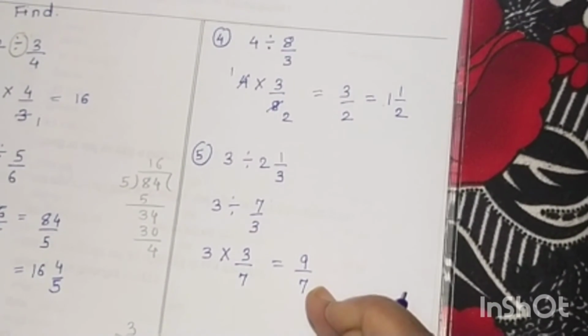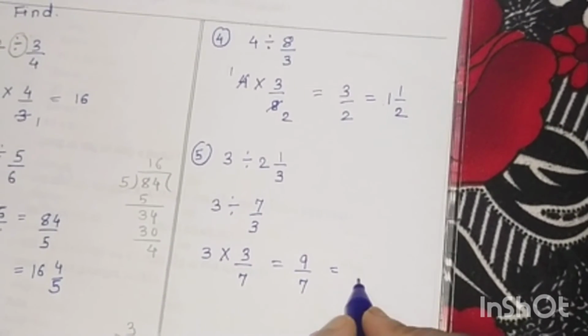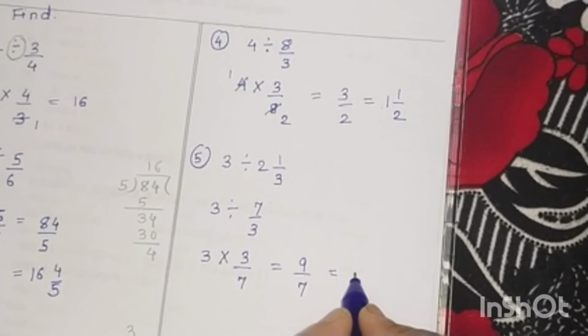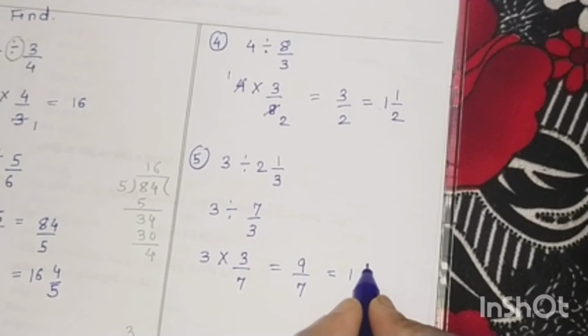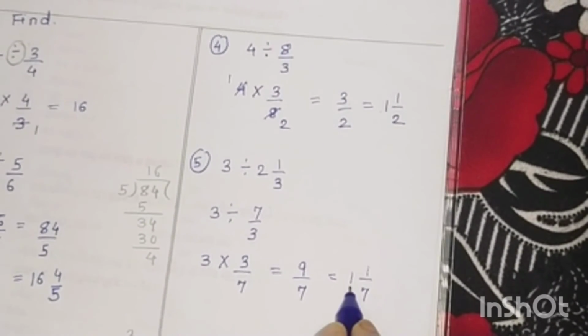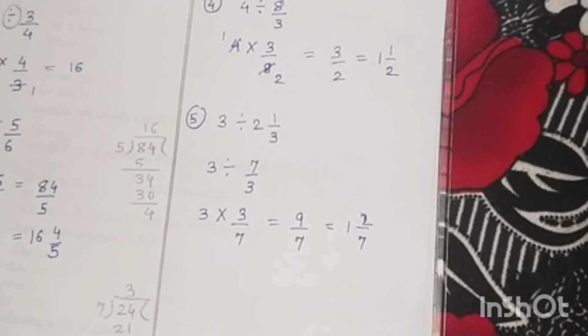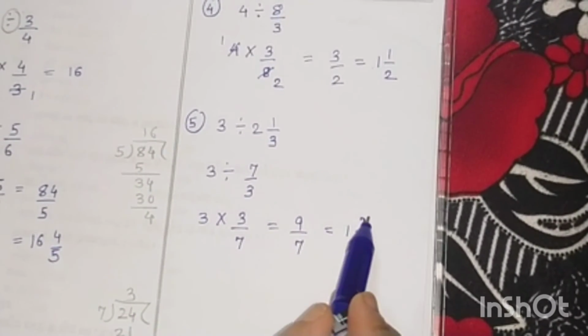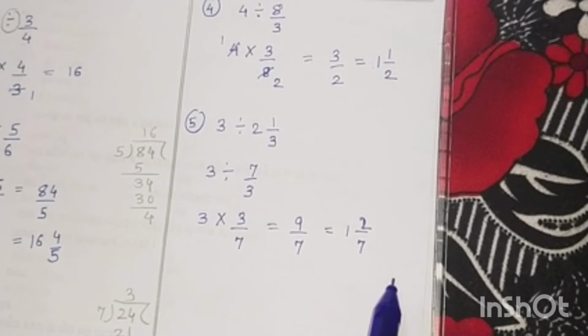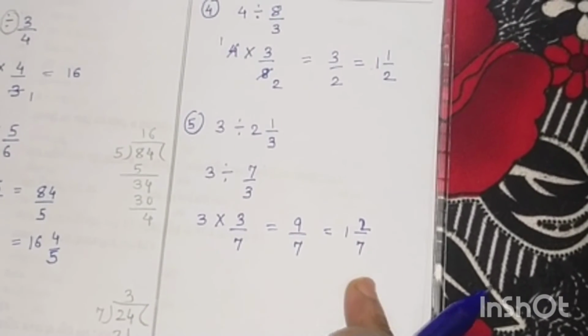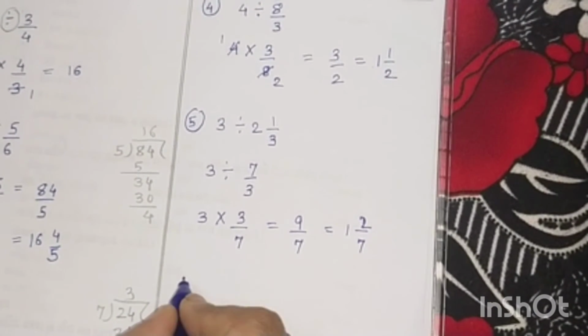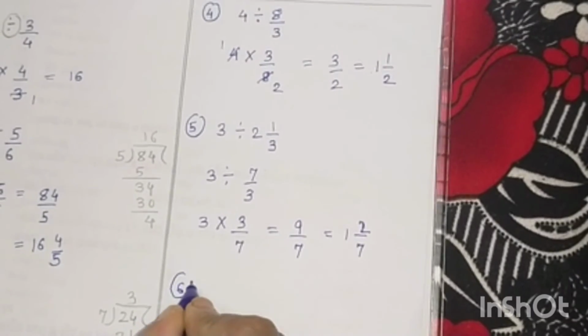Again it is an improper fraction, so we will convert it into a proper mixed fraction, that is 1 2 by 7. 7 1s are 7, and 2. Okay, 7 1s are 7, 7 plus 2 is 9. Clear all of you? Should I show the division? Okay, we will go for question number 6 now.